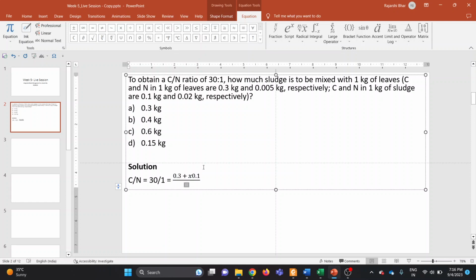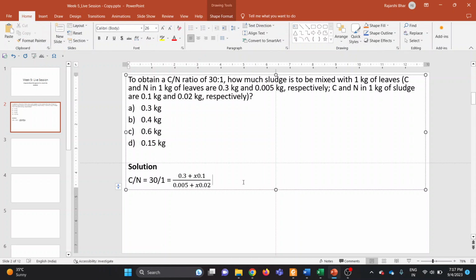Similarly, for nitrogen, in 1 kg of leaves, you have 0.005 kg of nitrogen, plus in X kg of sludge, you will have X into 0.02 kg of nitrogen. So now the things are very simple. Solve this equation and we will see what value we will get for X.